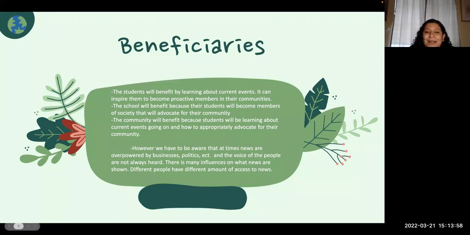However, things that we do have to keep in mind is that news sometimes are overpowered by businesses and politics and many other factors. And sometimes the voices of the people are not always heard. And there's a lot of things that influence whether news are shown or how much attention is brought to specific news. And different people have different amount of access to news.